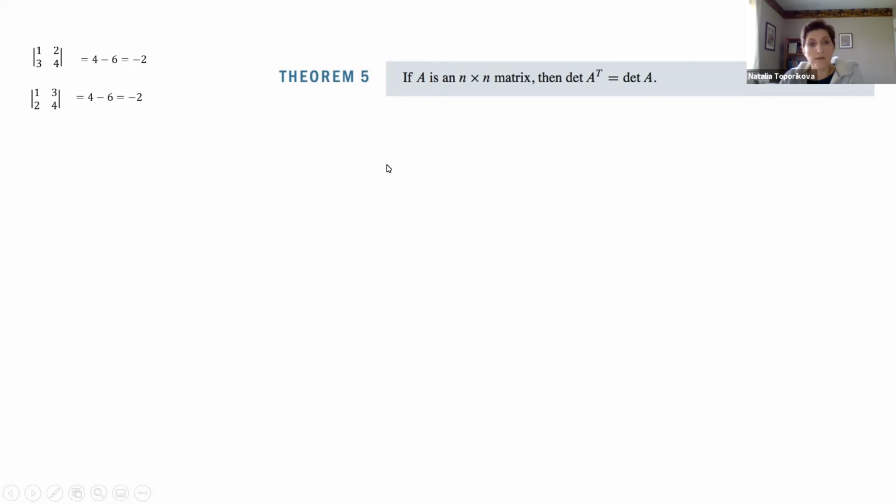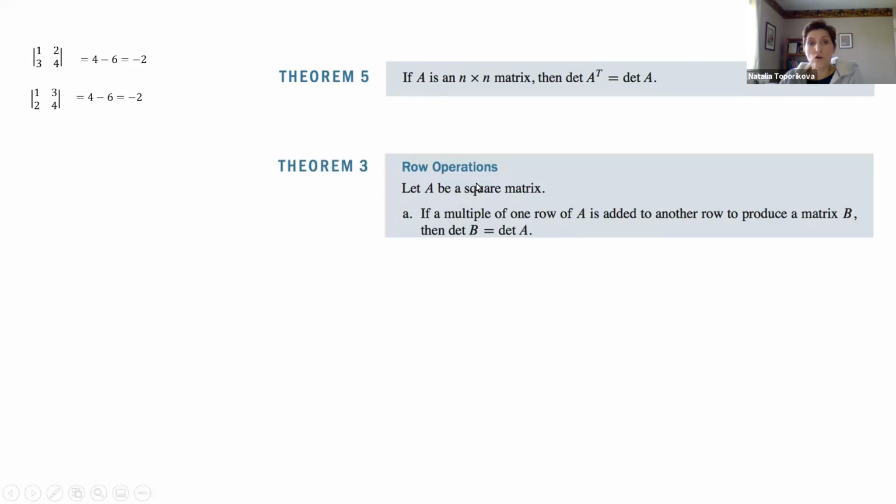Let's see what other properties we can have to make our calculations easier. Row operations are a very important part of these calculations, because we discovered in the last lecture that when we have a triangular matrix, the determinant calculation is so easy. We just multiply the diagonal elements. Wouldn't it be nice to reduce our matrix to echelon form, and hopefully get a triangular matrix, and then our life will be easier?